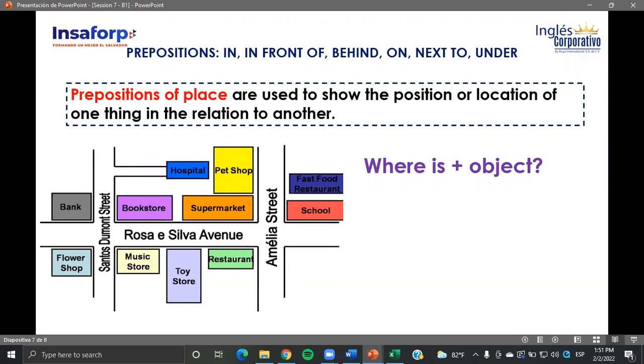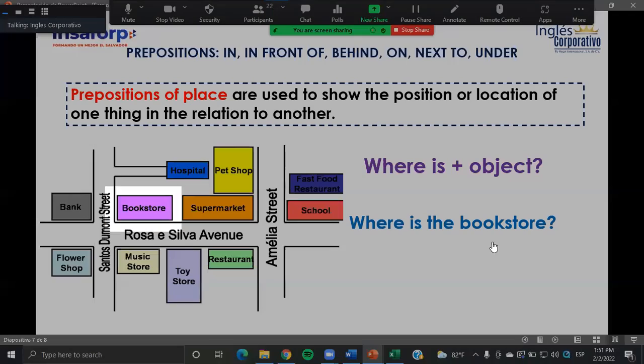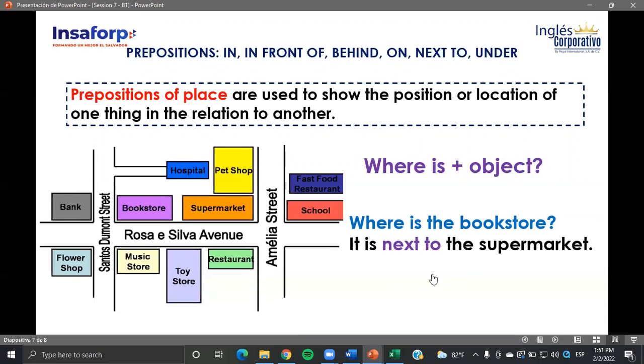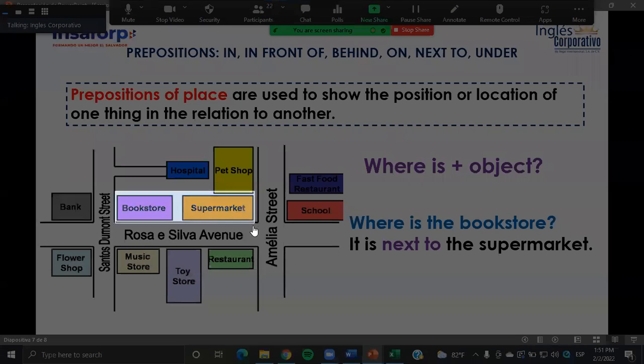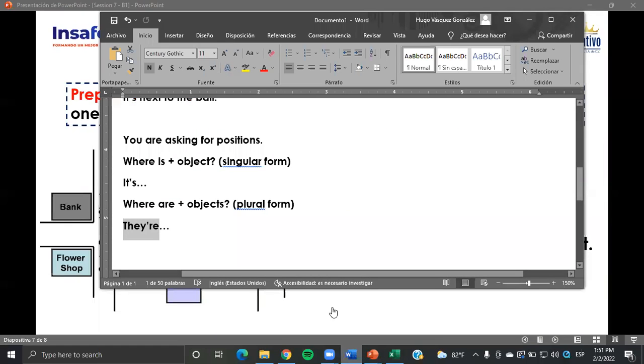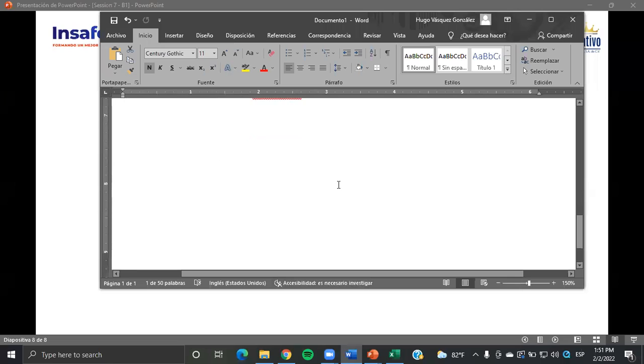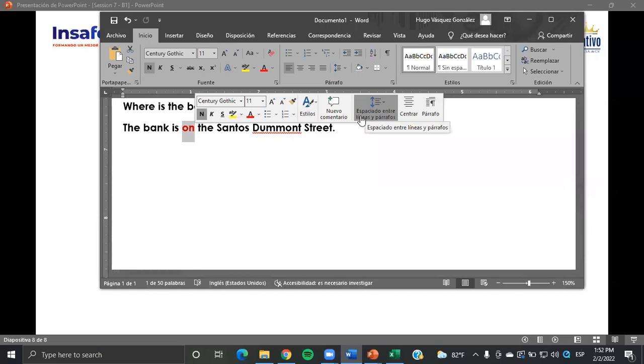You ask, excuse me, where is, I don't know, the supermarket? Right? And then the other person helps you. Otra persona les ayuda, right? Where is the bookstore? The bookstore is next to the supermarket. Okay. And then, as you listen to this, you can mention the name of the streets or avenues. You can use a preposition. That is a preposition that we use for names of the streets or avenues.